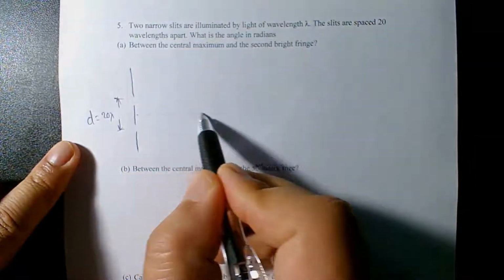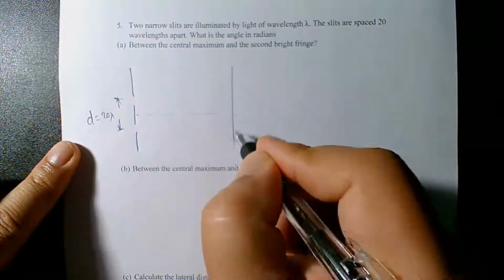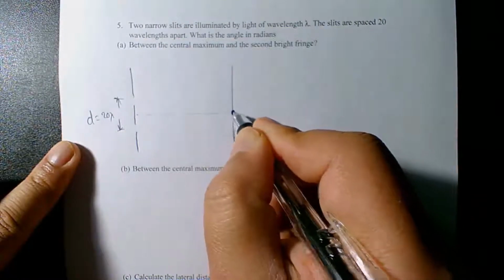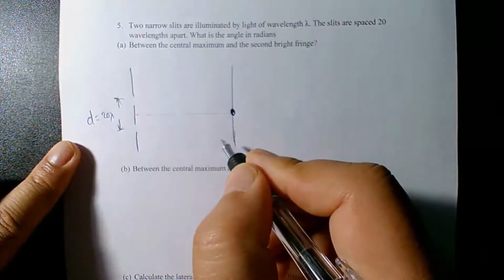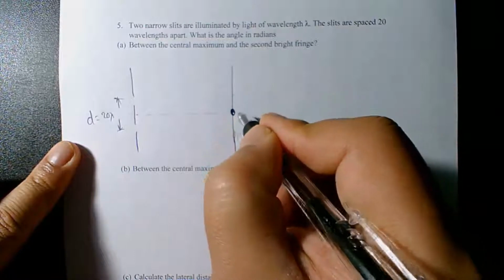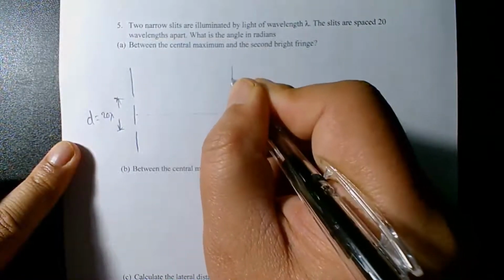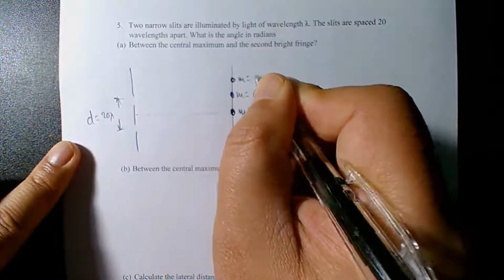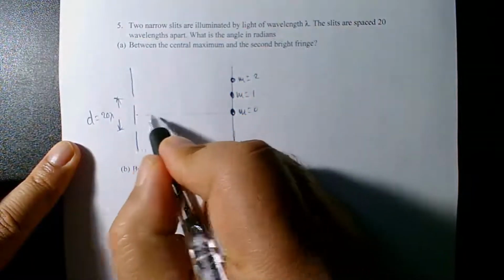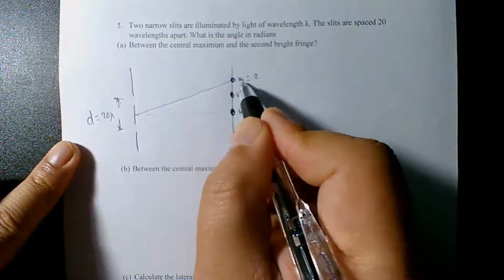So on the screen further away, the central will obviously be bright fringes. This is the central fringe, this is the first bright fringe, and this is the second bright fringe. They are equally spaced. What is the angle between the central line and the second bright fringe?